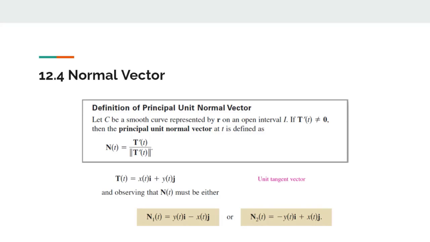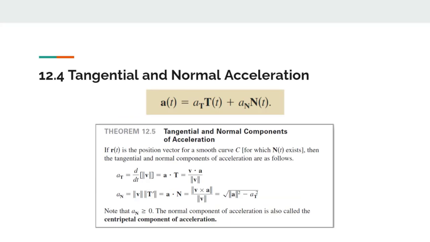So, the definition of the principal unit normal. It's defined in this way: T prime divided by the magnitude of T prime. So it's a unit vector. And then we can decompose the acceleration into tangential and normal components, and we have some formulae for that.